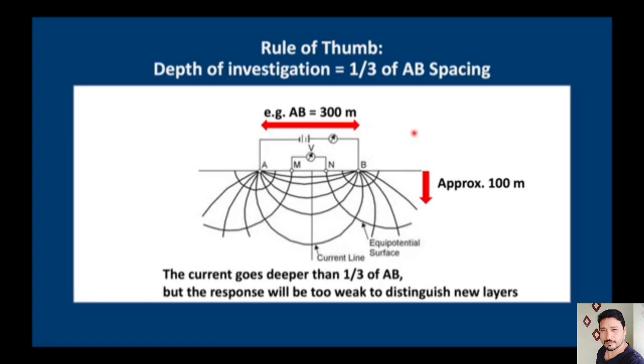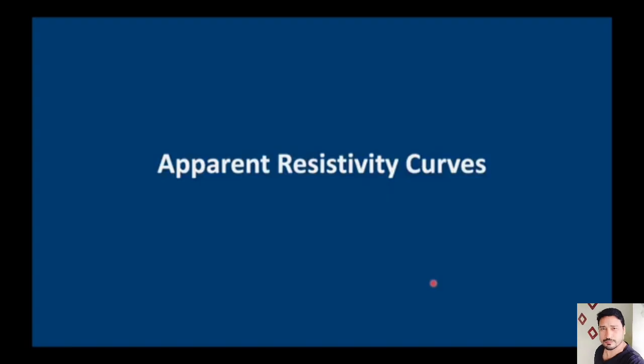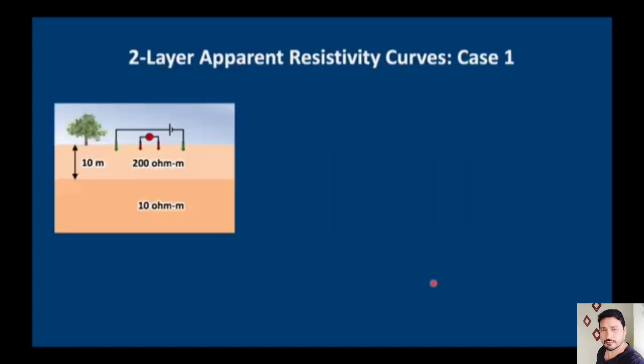Of course, the current goes much deeper than this, but down here the relative response might be too weak to distinguish any new layers. Okay, let's have a look at what apparent resistivity curves look like. In this scenario here, we have a resistive layer at the top overlying a low resistive layer below, and the top layer has a thickness of 10 meters.